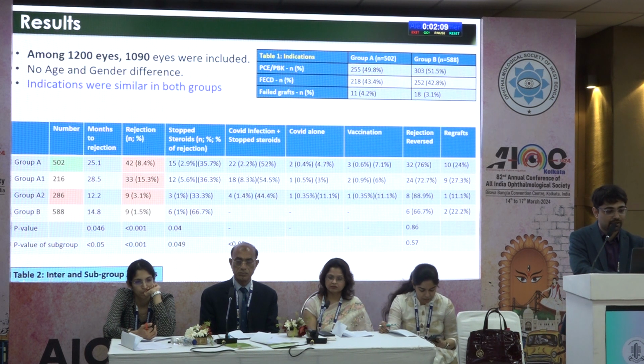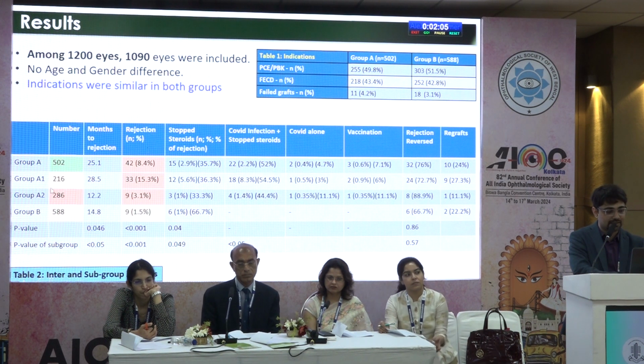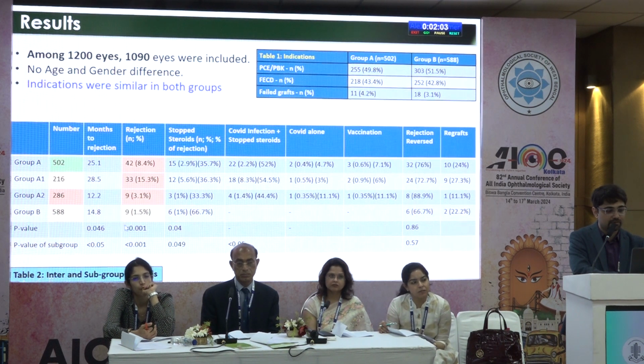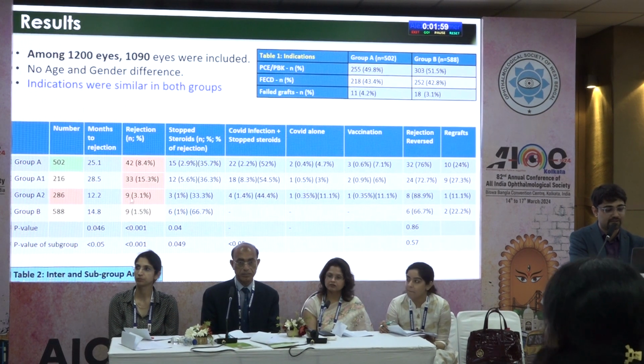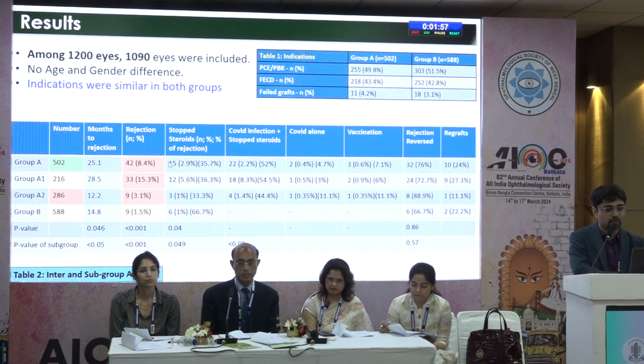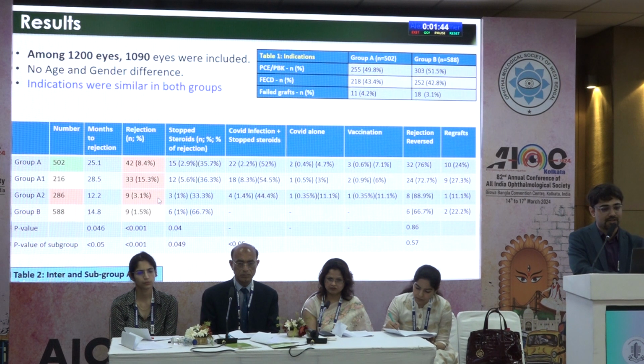Now if we look at the bottom of the slide, this is the inter and subgroup analysis. In the pre-COVID group, where the surgery and rejection happened in the pre-COVID period, the rejection rate is only 1.5%, but it's more than 5 times higher in the rejections happening during COVID. In the subgroup analysis, where the surgery was done before COVID and the rejection happened during COVID, there is 15% rejection. However, for both surgery and rejection during COVID, it is 3%.